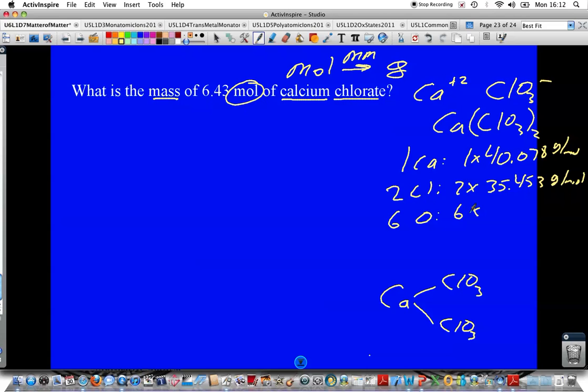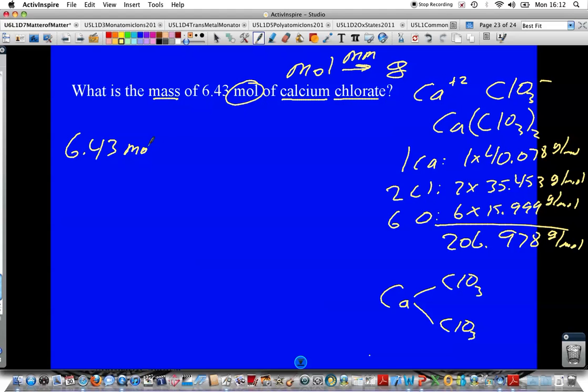So that's going to be 6 times 15.999 grams per mole. And then we're going to calculate all those and add them together. When we add them together, we get 206.978 grams per mole. Now, that's going to be my molar mass of calcium chlorate. So that's the mass of 1 mole. To figure out what the mass of 6.43 moles is, I'm going to write 6.43 moles of calcium chlorate.